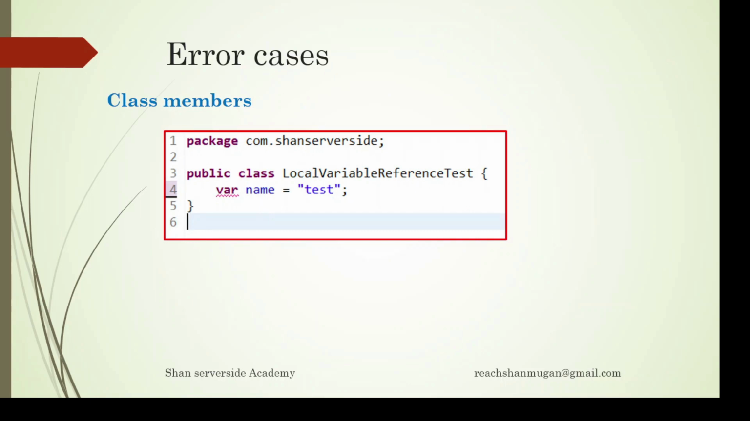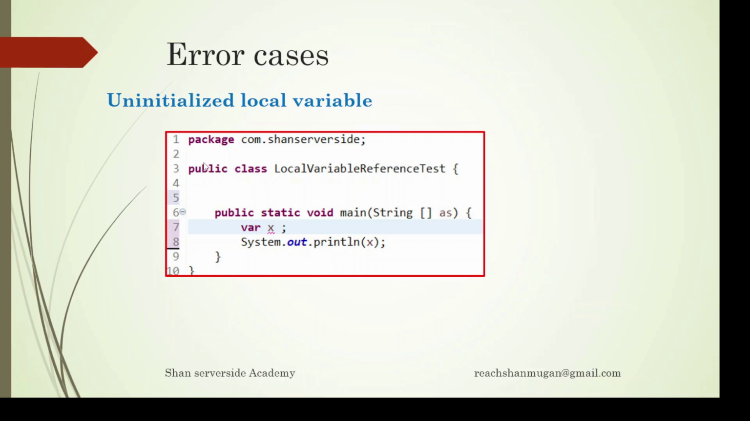Now it's time to see where we cannot use it. We cannot use this local variable type inference feature for class members. It's only for local variables. If you try to declare a class member with var, then the compiler will definitely show an error. The next error case is that we cannot use it with an uninitialized local variable. Like in the snippet at line number 7, here with var we are declaring the variable x, but we are not initializing it, right?